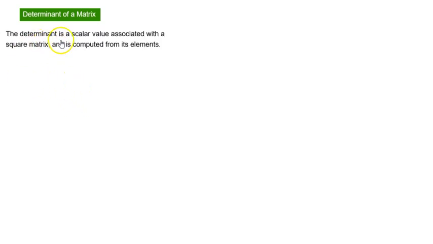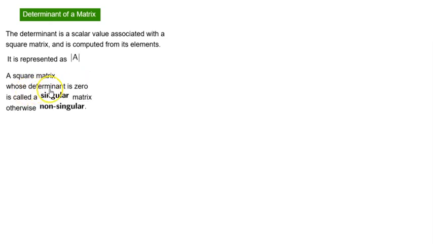Let us look at the determinant of a matrix. The determinant is a scalar value, or a number, associated with a square matrix and is computed from its elements. So determinant is for a square matrix only. It is represented as the name of the matrix between two vertical bars. A square matrix whose determinant is 0 is called a singular matrix, otherwise non-singular.